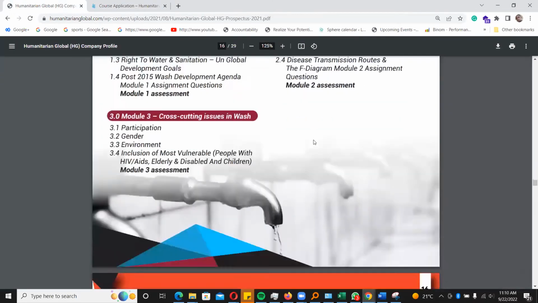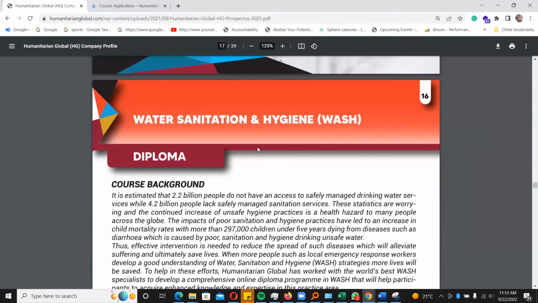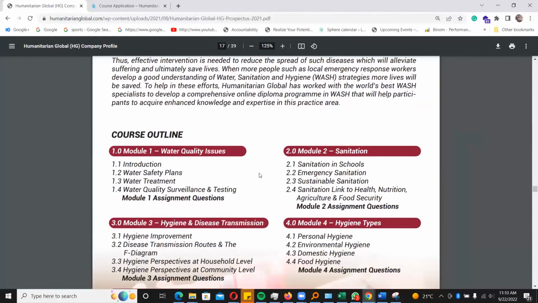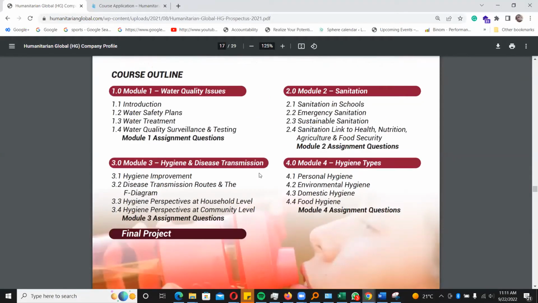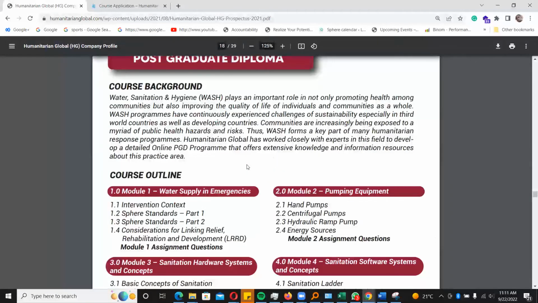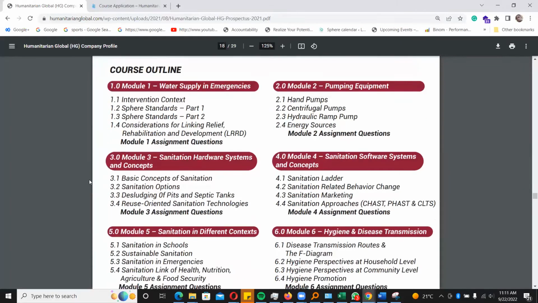Before we go back, we also have other levels, and we're going to share this content with you as we send the slides. We also cover WASH at diploma level, which takes 6 months. We've got 4 modules, and we cover water quality issues, sanitation, hygiene and disease transmission now extended, and hygiene types. So that is the diploma level. Then we also have the postgraduate level, which is a 12-month course, that is 1 year. You've got 8 modules, and it's very detailed, starting with the first module about water supply in emergencies, pumping equipment, and sanitation hardware systems and concepts.